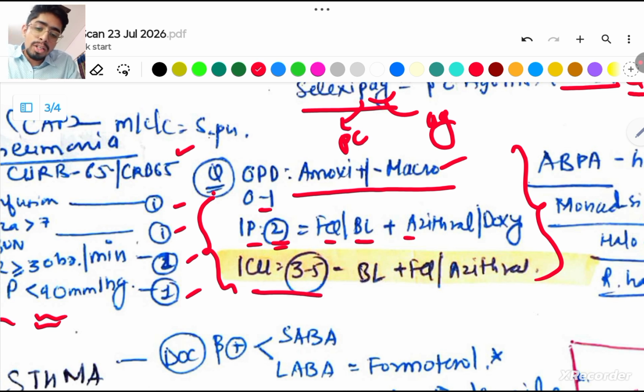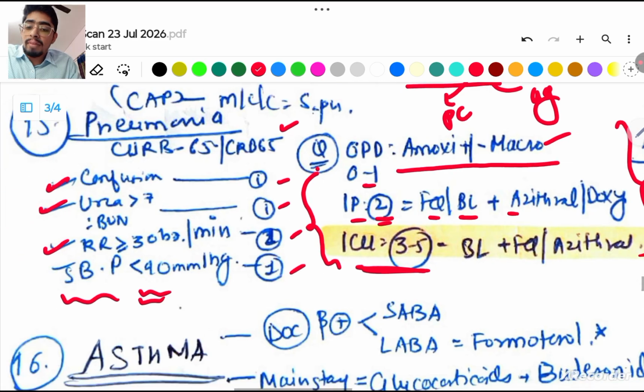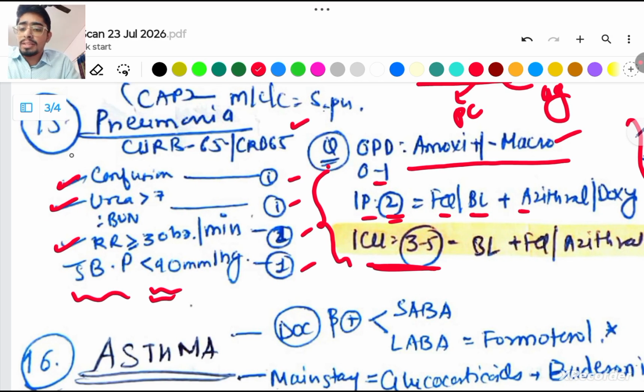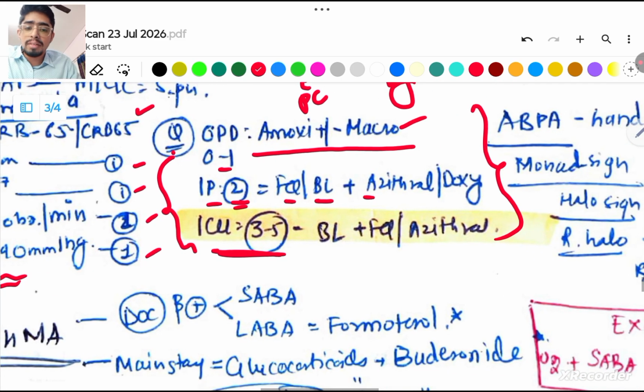Now when will you admit the patient in the ICU? When the score is 3 or more than 3, you will definitely consider admission in the ICU. So you will start with beta lactams or fluoroquinolones along with your azithromycin.